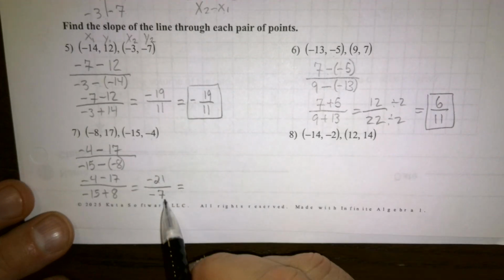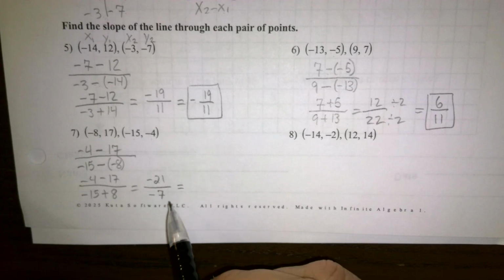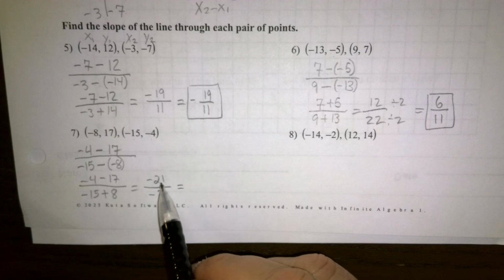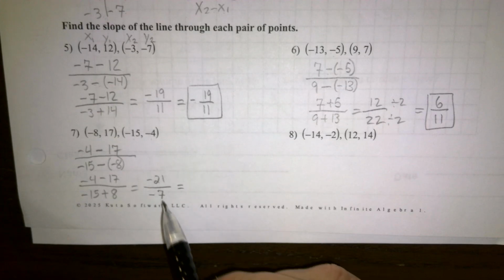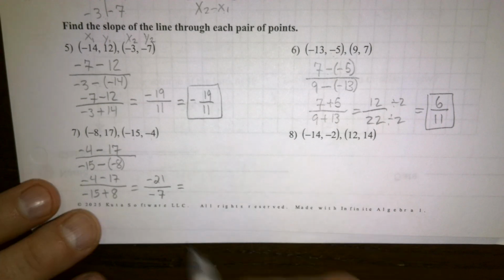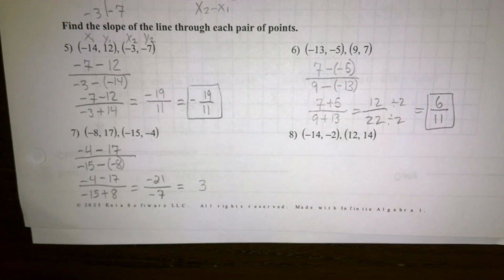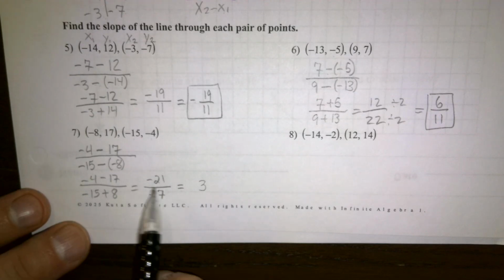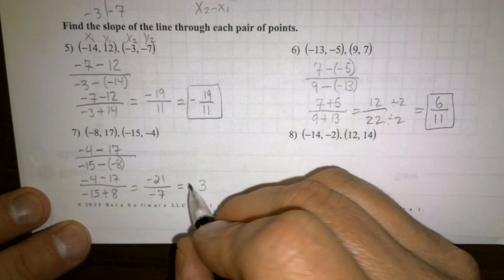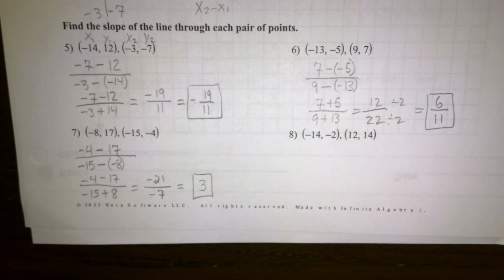And now we can simplify this fraction. And I notice that 7 does divide evenly into 21. So we don't have to have a fraction as our final answer since it goes evenly. 21 divided by 7 is 3. Now, is it positive 3 or negative 3? Well, we have a negative divided by a negative. And what's the rule for that? When we're dividing, negatives cancel in pairs. So these negatives cancel, and you wind up with a positive 3 as your answer.